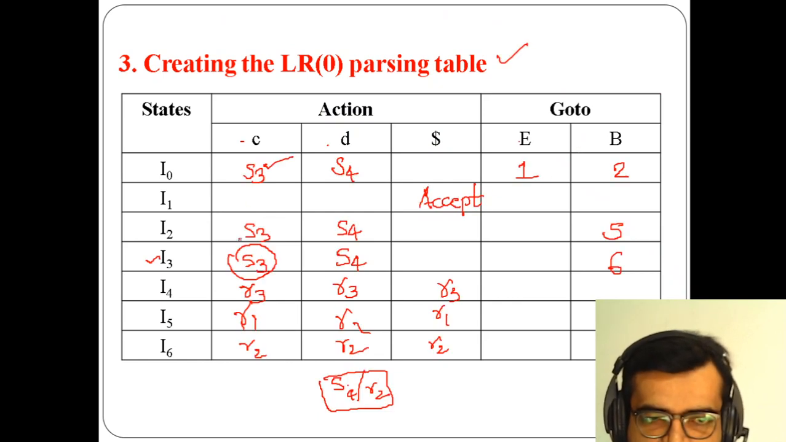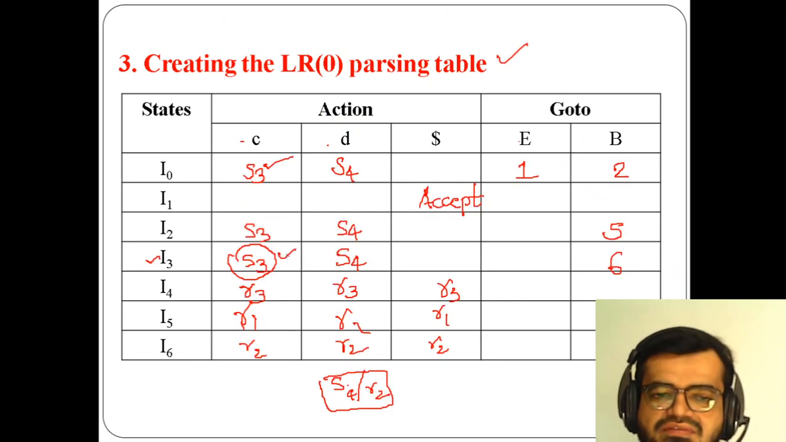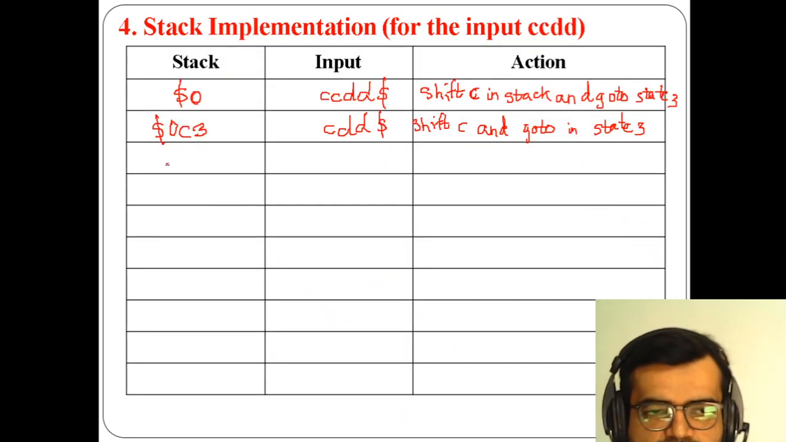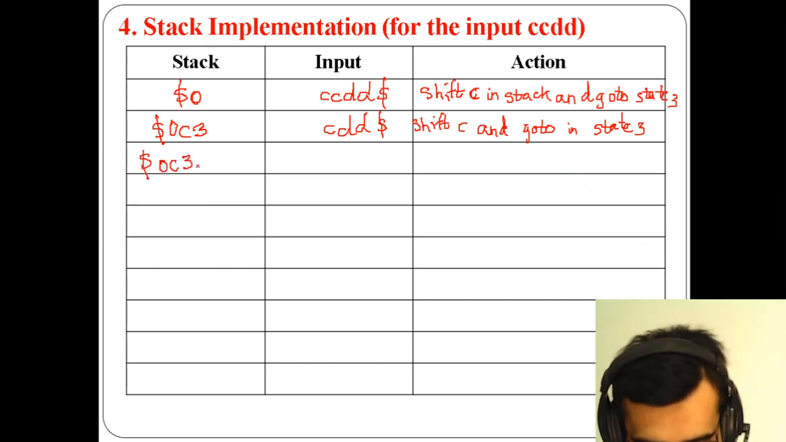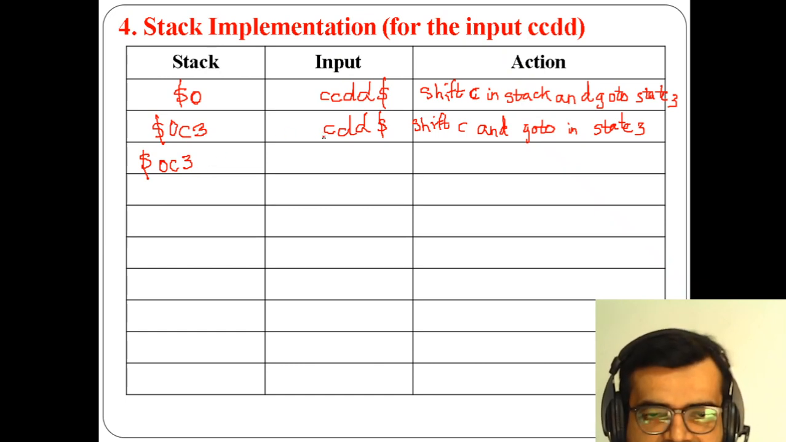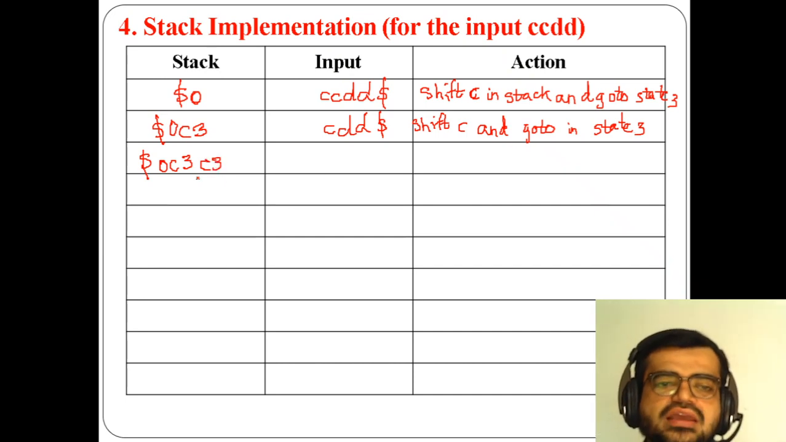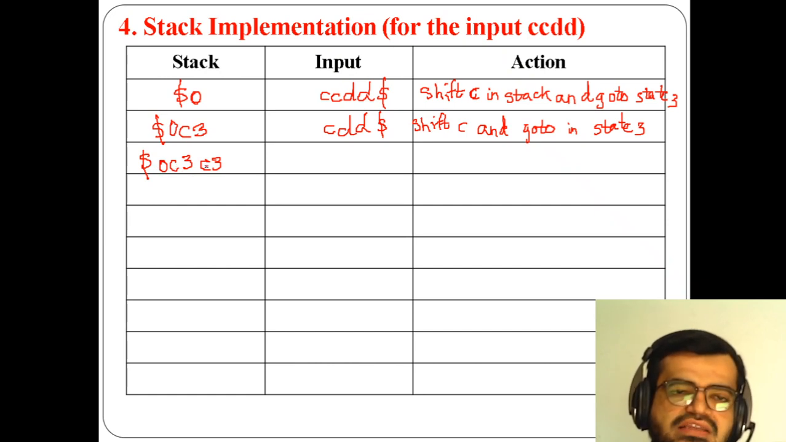S3 is there. So that is why you have to take it in this way. So now what I'm doing is writing here the stack as $0 C3, and again this C has been shifted into the stack. By which state will this C be there? The top of stack will be in the third state. So again $0 C3 C3.